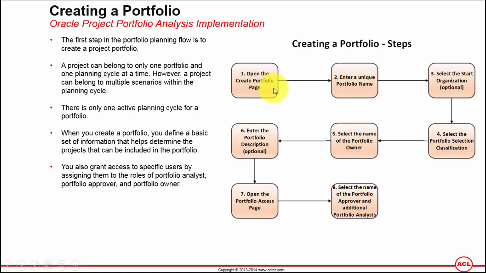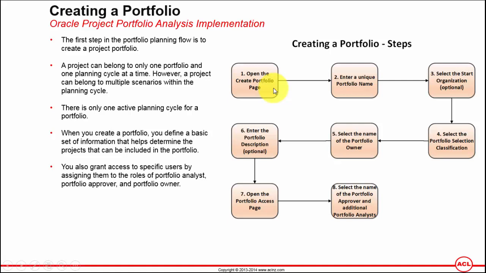So the relationship is one portfolio, and within one portfolio, you can create one planning cycle. Within one planning cycle, you can have multiple scenarios, and within each scenario, you can have multiple projects. And scenarios can have the same projects as well. However, there is one and only one active planning cycle within a portfolio.